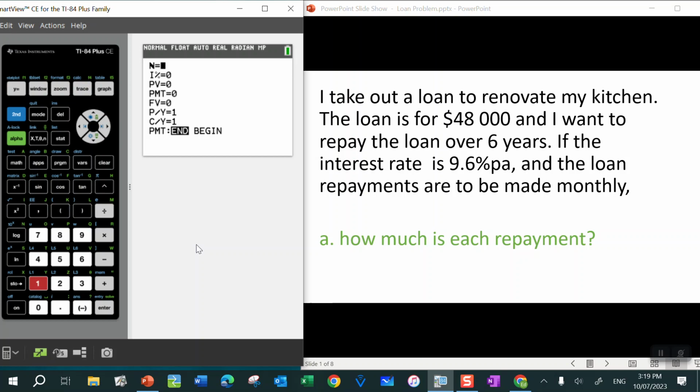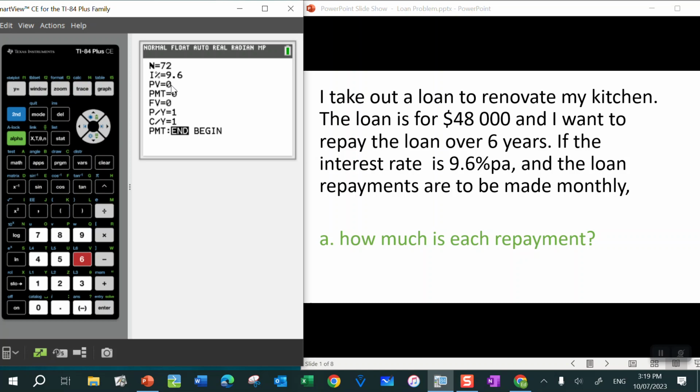Okay, so back to our problem. The first thing to state in the calculator screen is the number of payment periods. N equals 6 times 12: 6 years, and there's 12 payments per year. So you can go 6 times 12 if you're feeling a bit lazy, or just enter 72 directly. The interest rate is 9.6. There's no particular traps there, so we enter 9.6.